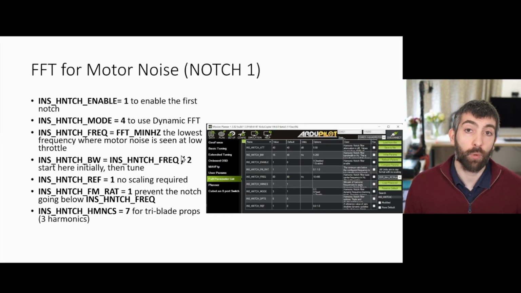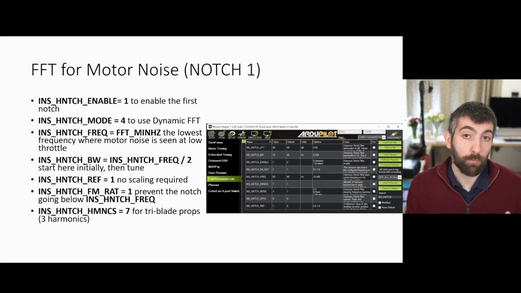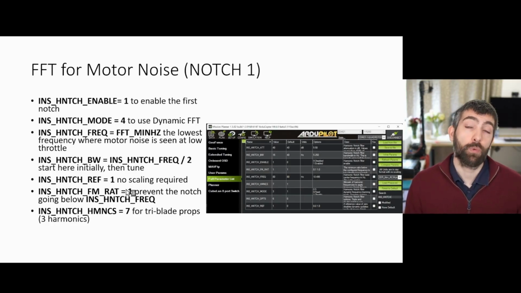That's a good starting point for the width of the notch, but obviously we're going to try and make it narrower in tuning if we can. Set INS_HNTCH_REF equals 1 because we don't need any scaling when we're taking data from the FFT engine. And set INS_HNTCH_FM_RATE equals 1 to prevent the notch ever going below INS_HNTCH_FREQ, because obviously that's going to be the minimum frequency where we see motor noise.